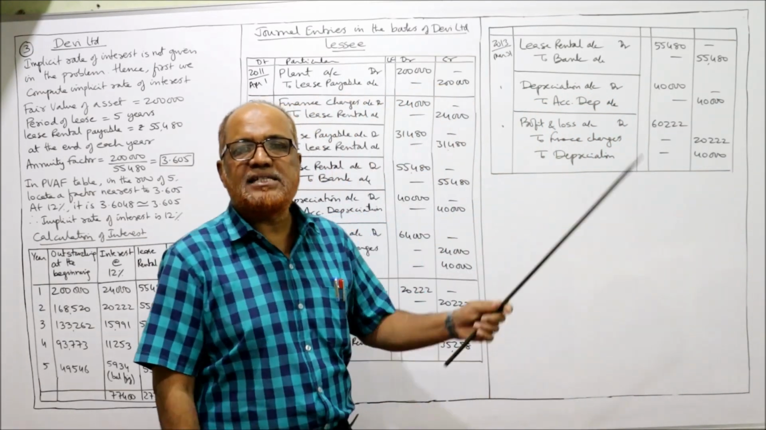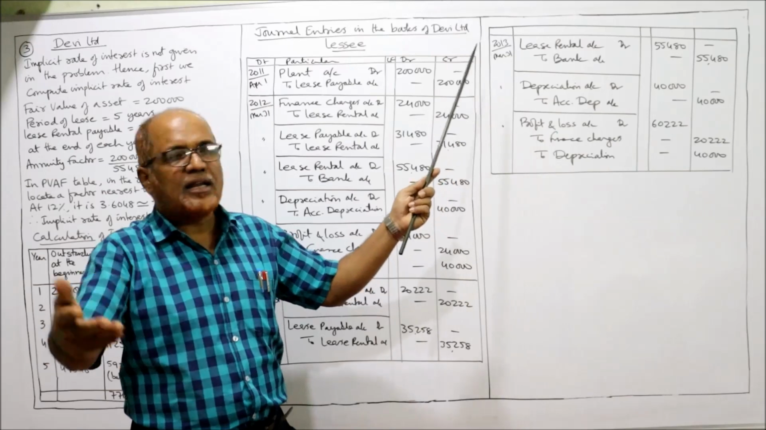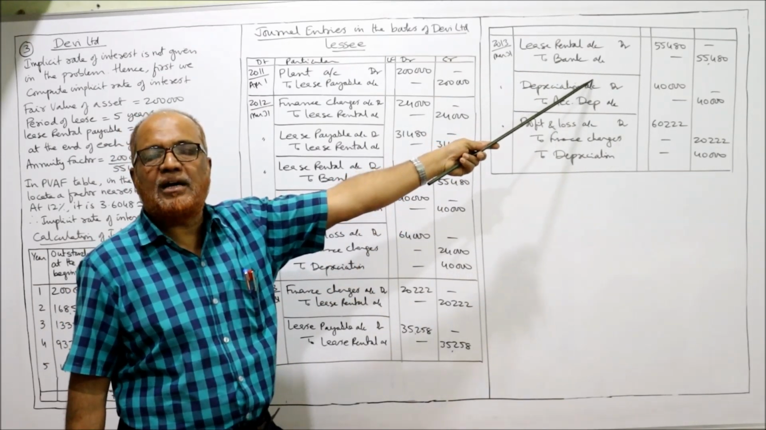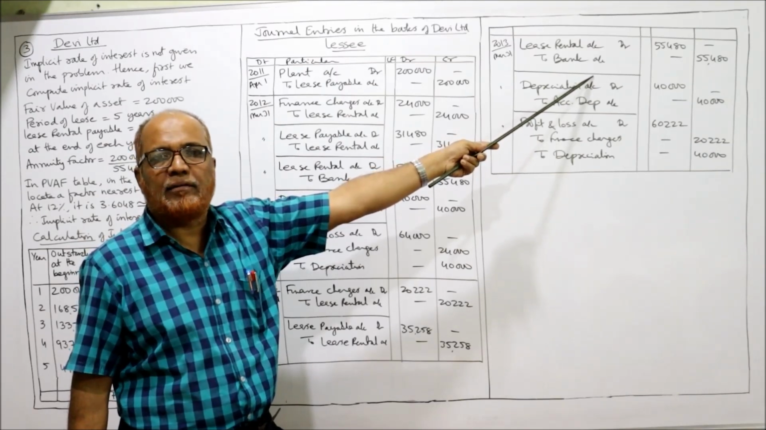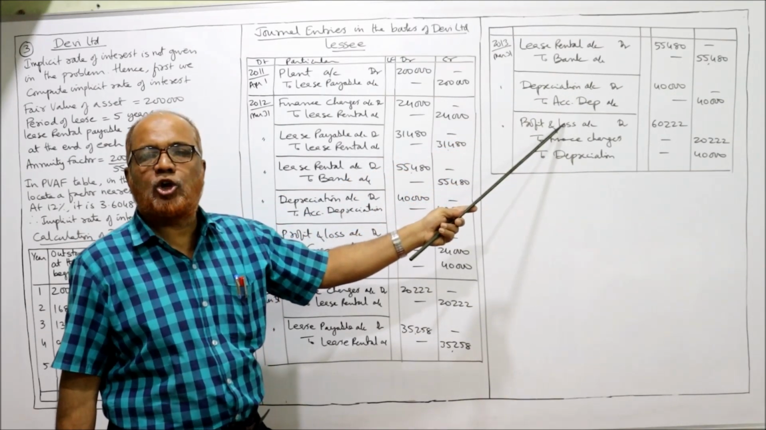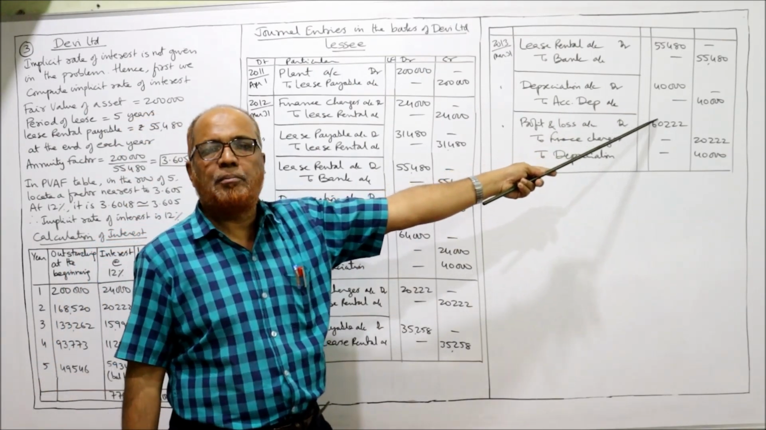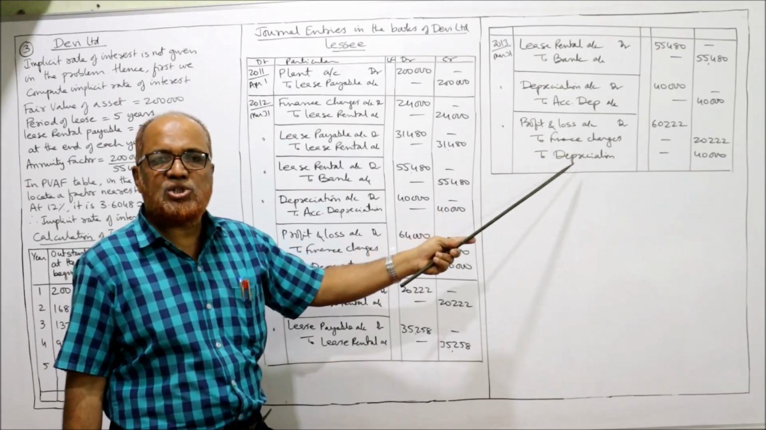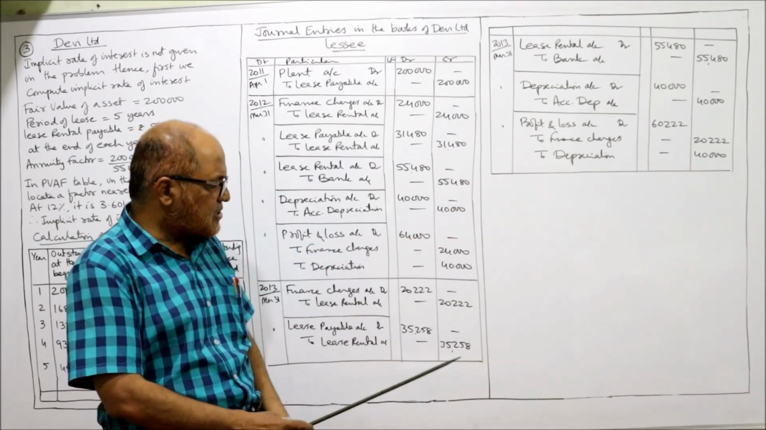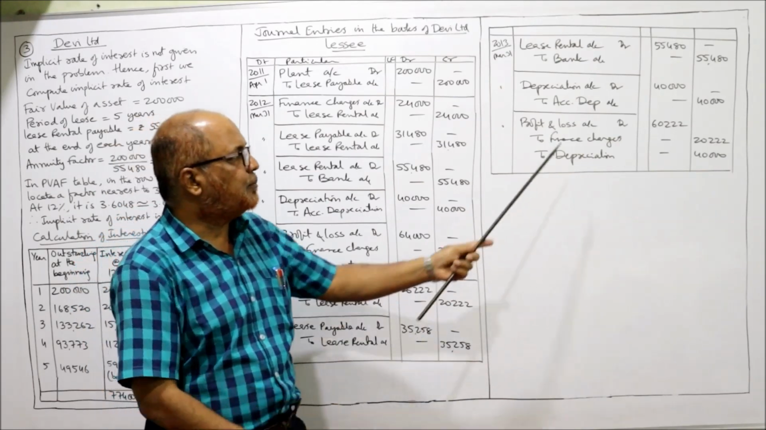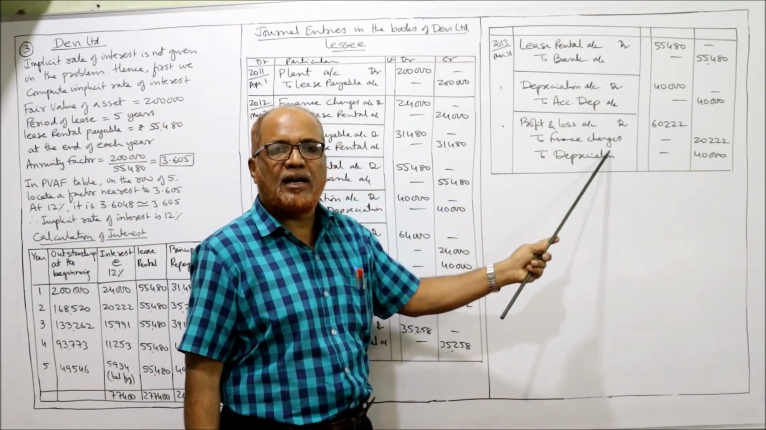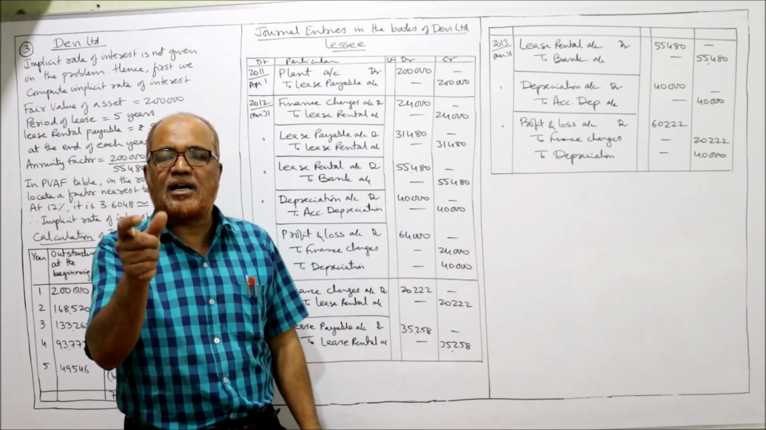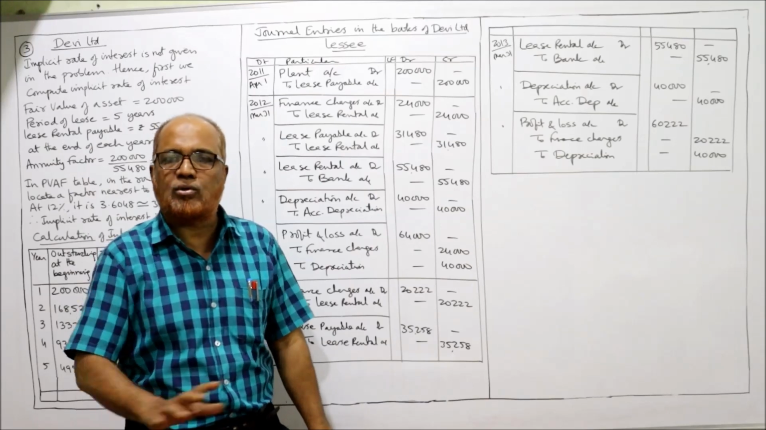Next entry will be lease rental paid. Lease rental account debit to bank 55,480, being the second lease rental paid. Next, depreciation account debit to accumulated depreciation, same entry 40,000, being the depreciation provided. Last entry, profit and loss account debit to finance charges, to depreciation. How much finance charges have we debited? 20,222. So to finance charges 20,222 and depreciation 40,000, total 60,222, being the finance charges and depreciation transferred to profit and loss account. That's all.